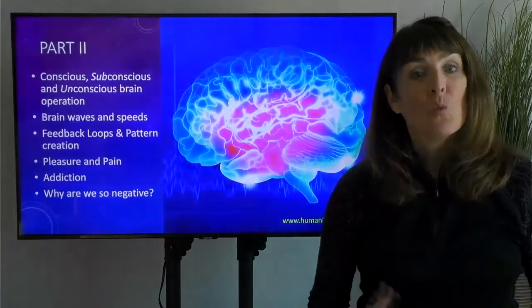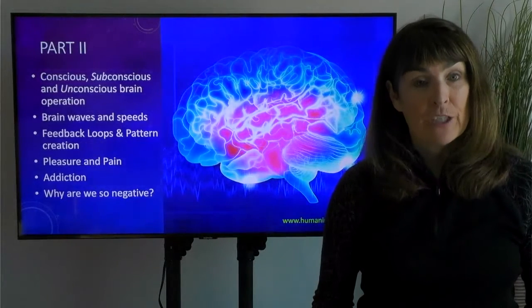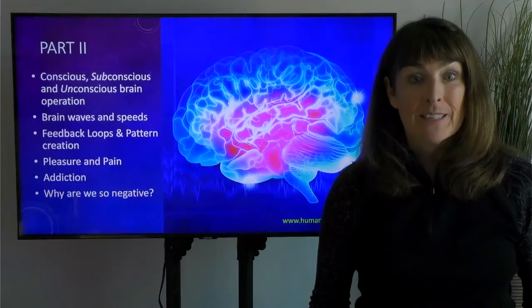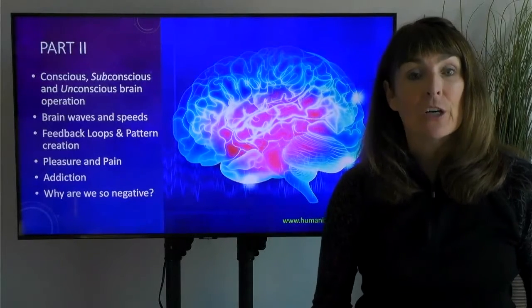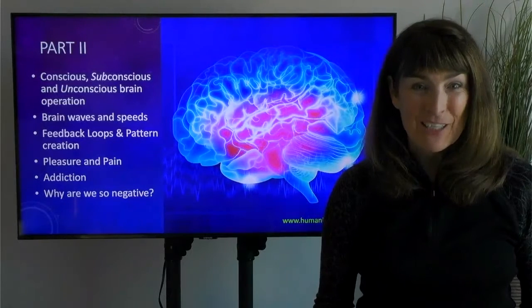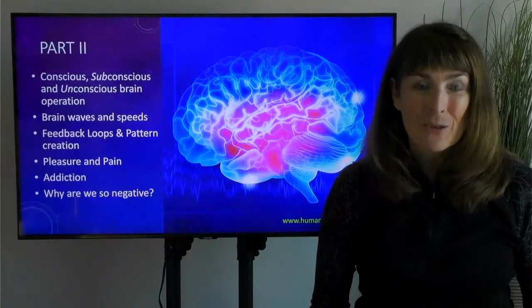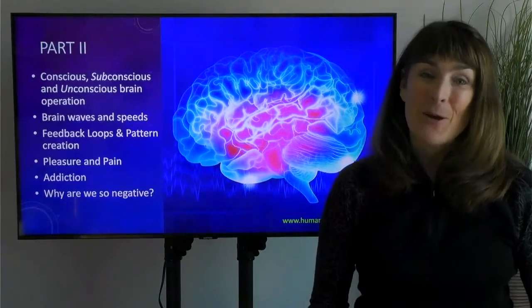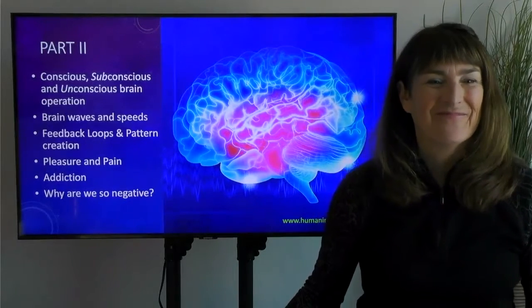In this section, we're going to learn about what scientists refer to as different states of brain operation. We're going to learn about brain waves and speeds and talk about how feedback loops and patterns are created. Then we'll go over how the brain processes pleasure and pain, how addiction can start, and why we can be so negative at times. So, since we've got a lot to cover, let's get to it.